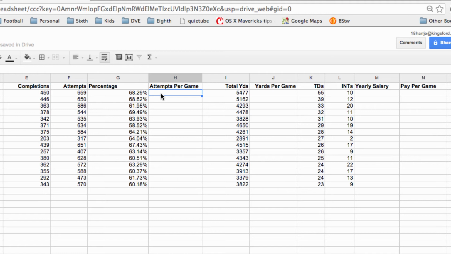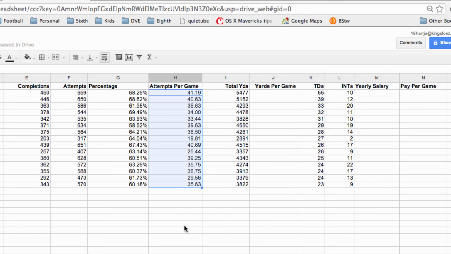The attempts per game is even easier. We're going to take the cell that has the total number of attempts and divide it by the number of games they play. And they all played 16 games. So again, an equal sign. Click on the cell that has the number, in this case F2, or you could type it, divided by 16. And when I hit return, I'll get a number that we should probably bring down to 2 decimals. And you can do that from this little formats button. So if I go to 2 decimals, he attempts 41.19 attempts per game. So I'm going to drag that down, and I've filled that for the rest of them.